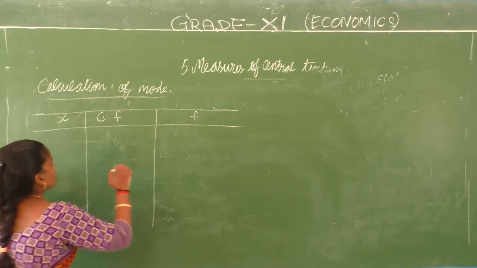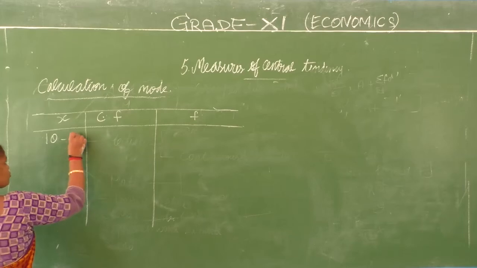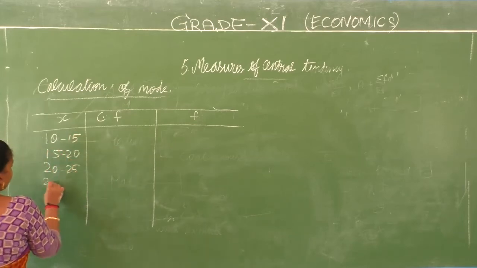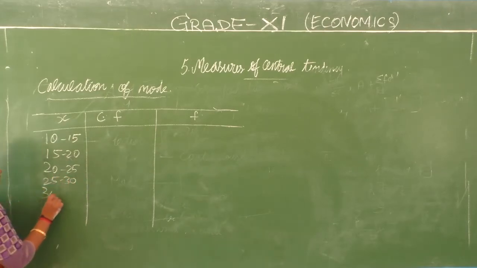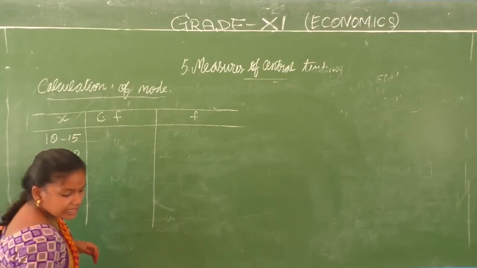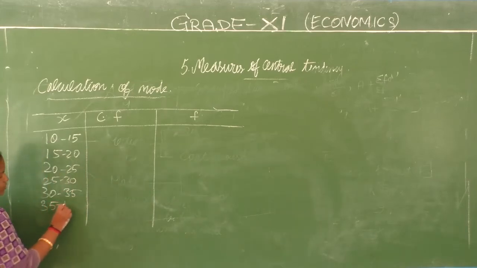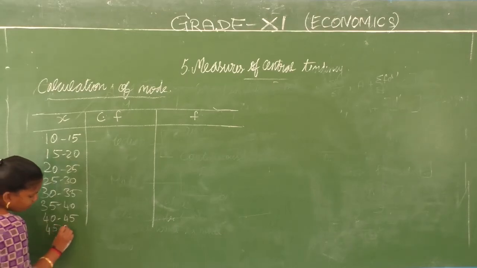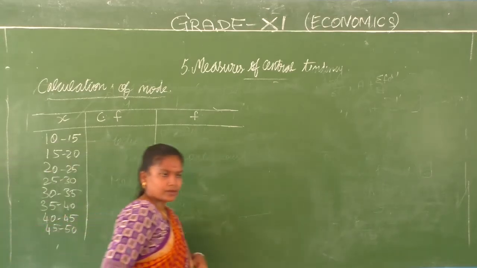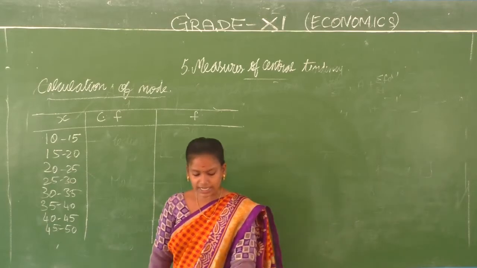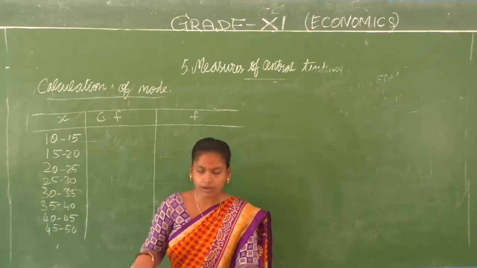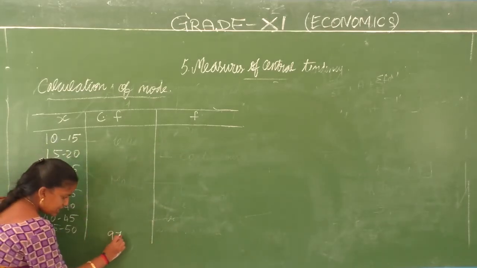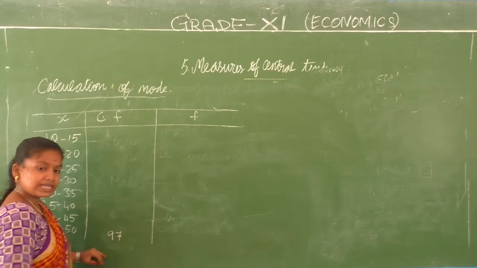So the classes that we are going to have are 10 to 15, 15 to 20, 20 to 25, 25 to 30, 30 to 35. Then what value is given? Less than 50. 35 to 40, 40 to 45, 45 to 50. Okay? What is the value given there for you? Less than 50 value? 97. What is the value, children? 97. You are going to have your cumulative frequencies now.